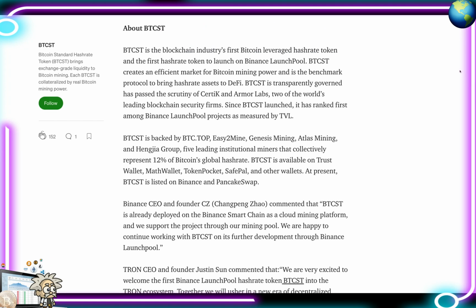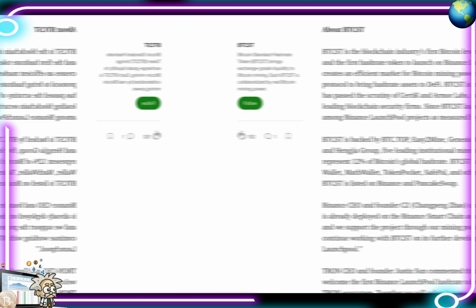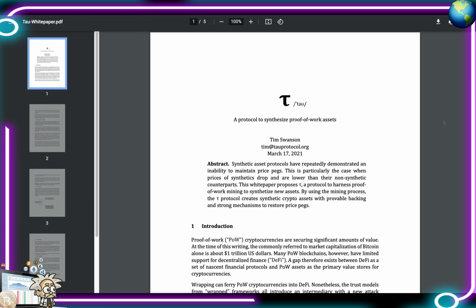A gap, therefore, exists between DeFi as a set of native financial protocols and proof-of-work assets as the primary value stores for cryptocurrencies. They also explain a little bit about BTCST itself, guys, which we have gone over in previous videos. I would encourage you to check that out if it's something that you're still interested in and require a little more information on. Of course, guys, TAO also has its own white paper. This is it here, guys.